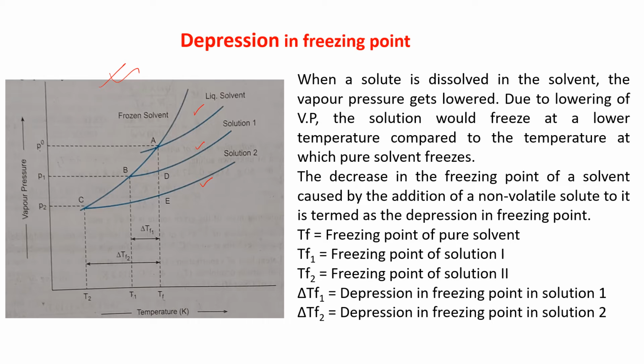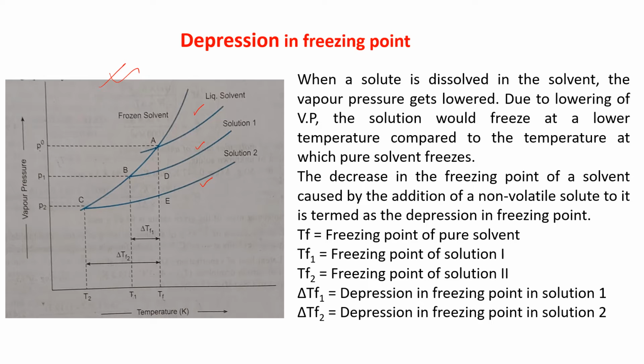So, the freezing point will also be different. The freezing point of solution 2 will be the least among these three, because the concentration of solution 2 is more than the concentration of solution 1. That means solution 2 has more solute particles in it. So it is lowering its vapor pressure and it is lowering its freezing point temperature also.